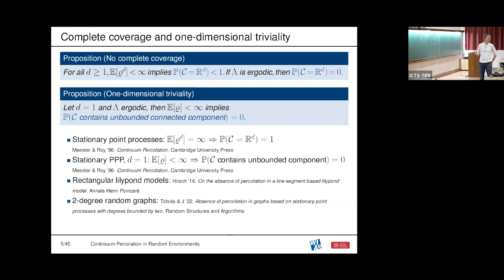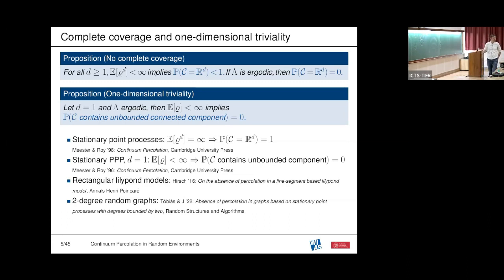One dimension is also special when it comes to the existence of unbounded components. In one dimension, under ergodicity of the environment, in a setting where you don't have full coverage, then the Cox Boolean model cannot contain an unbounded connected component. This is just recovering what is already known for the classical model, the Poisson point process instead of the Cox point process.